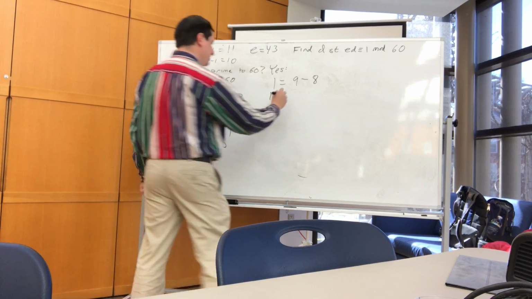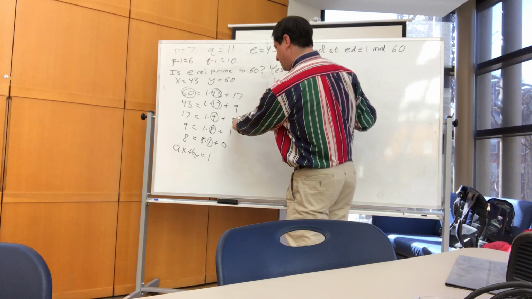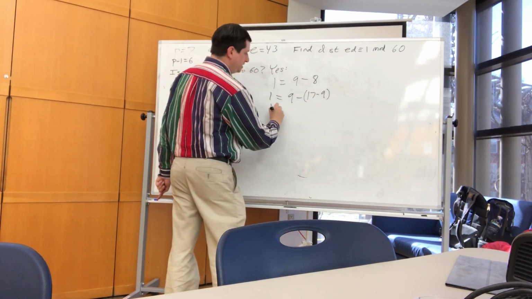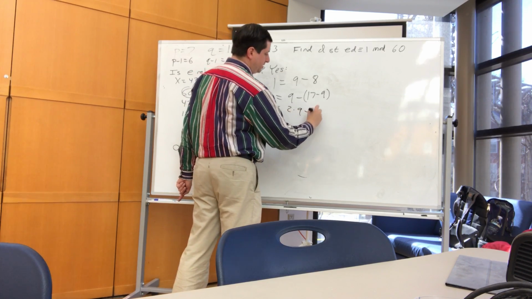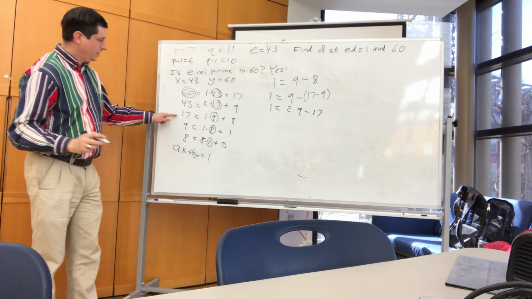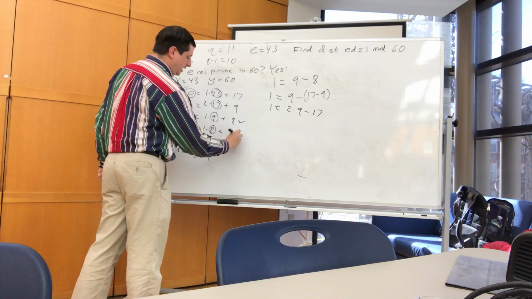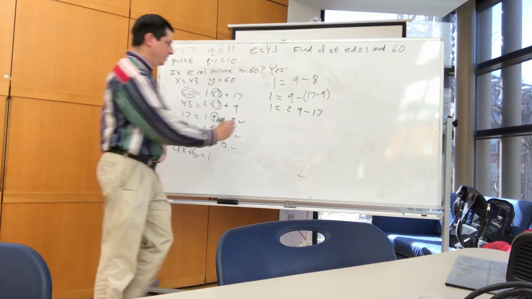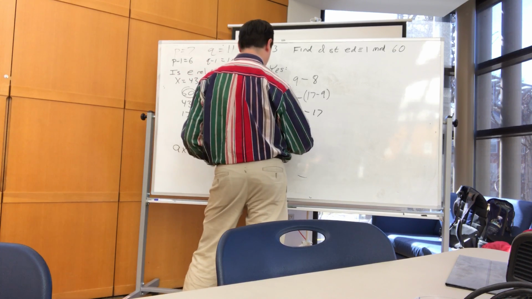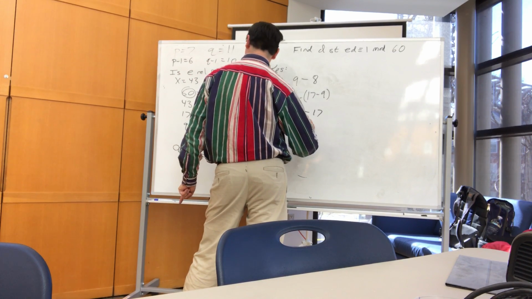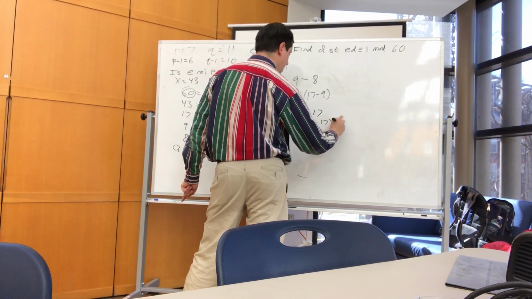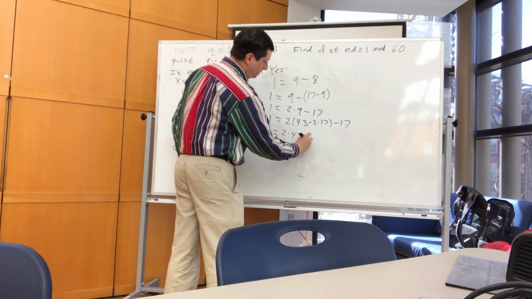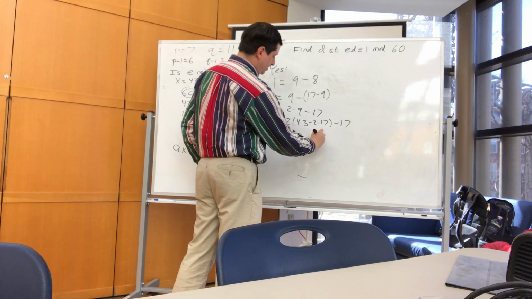So now I get 1 is equal to 9 minus 8, but 8 is 17 minus 9. So I now have 1 is equal to 2 times 9 minus 17. All right, so now I've used this line. So now I come up to here. I can write 9 in terms of 43 minus 17. So it's going to be 2 times 43 minus 2 times 17, minus 17. So I get 2 times 43 minus 5 times 17.